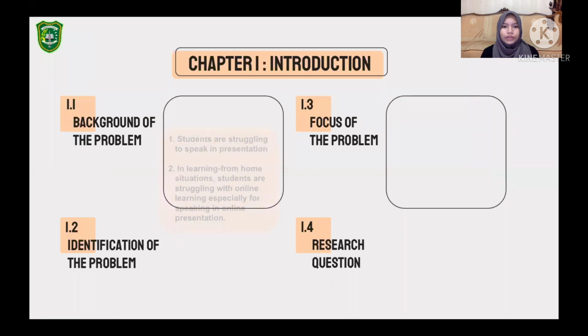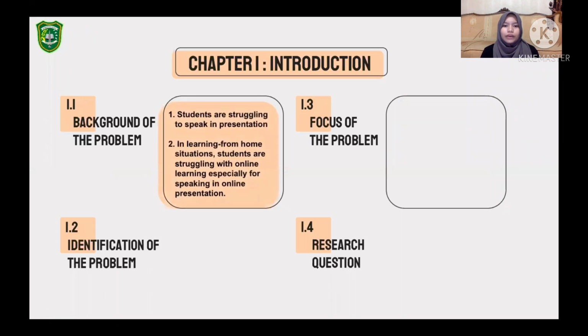Chapter 1, Introduction. 1.1, Background of the problem. Speaking is one crucial skill according to Bahardoyar and Omnivore, 2014. Speaking is deemed to be the most important skill that should be learned from all four key language skills. Some students of English language education, especially in their 6th semester, are troubled when they have a presentation in front of the class.